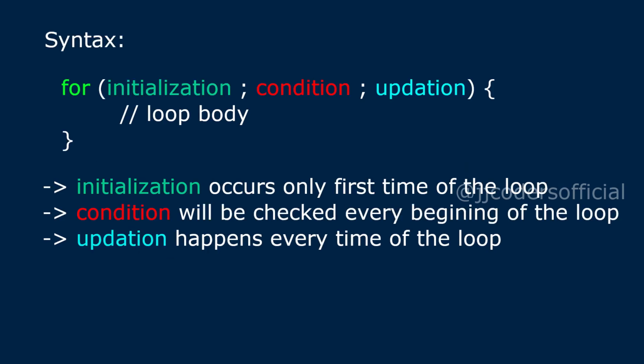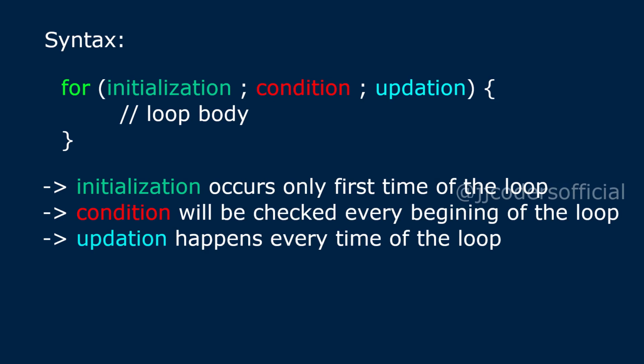The syntax of the for loop is like a for keyword, and within the function bracket there is an initialization part, then a condition part, and then an updation part, separated by semicolons, and then the loop body where you can add a single statement or a set of statements to be executed within the loop.